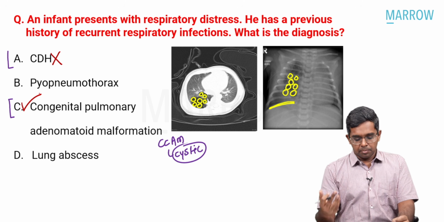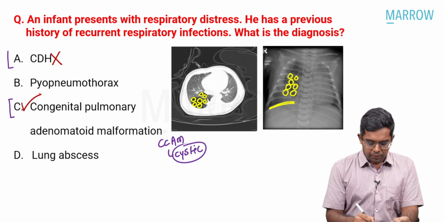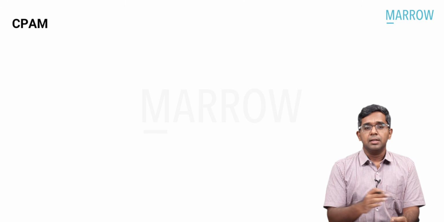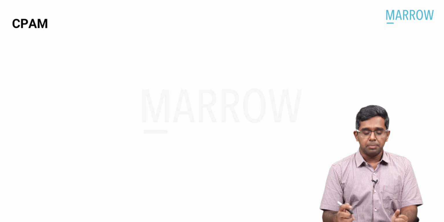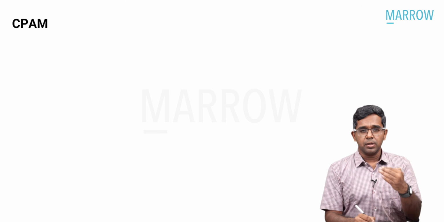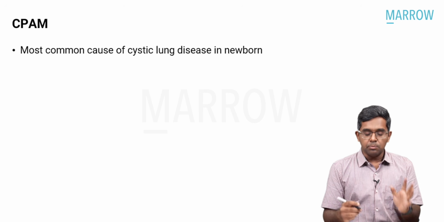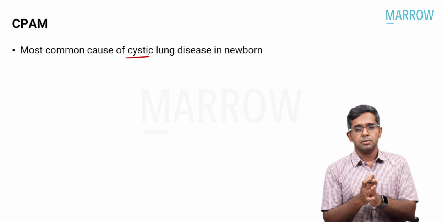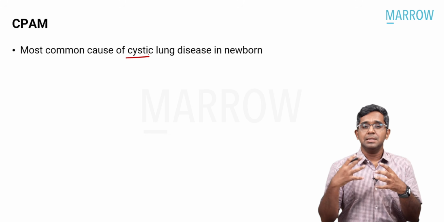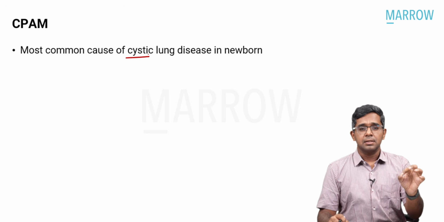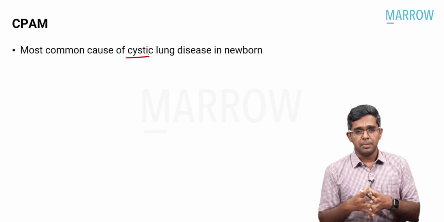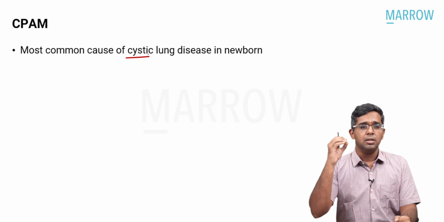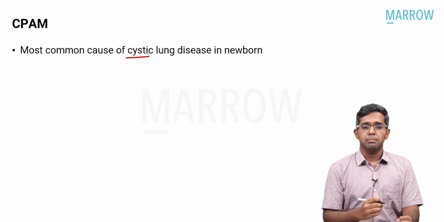So, that brings us to the answer for the question. It is congenital pulmonary adenomatous malformation. We have discussed this in one of the modules also under airway malformations. There I have mentioned this condition name also. Just a quick recap of the important points. It is the most common cause of cystic lung disease in newborns. So, if you have a small baby who is having multiple cysts inside the lungs and it is proven that it is only confined to the lung parenchyma, you have to think about the possibility of CPAM. CPAM is nothing but an abbreviation for congenital pulmonary adenomatous malformation.